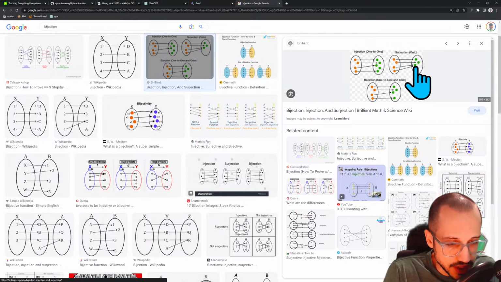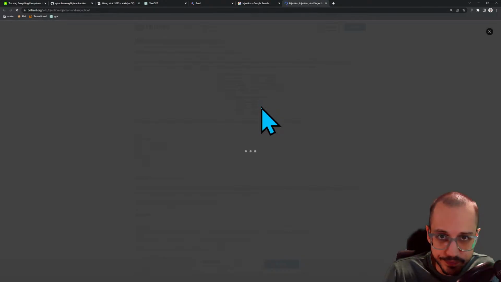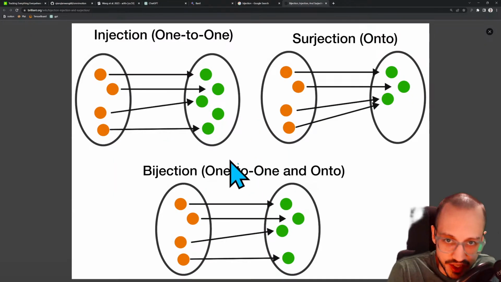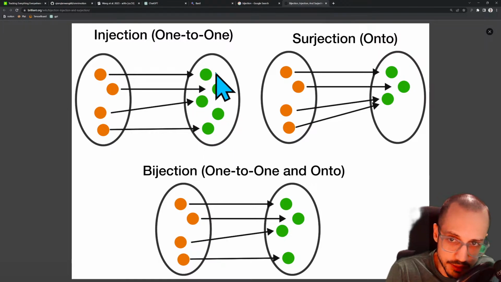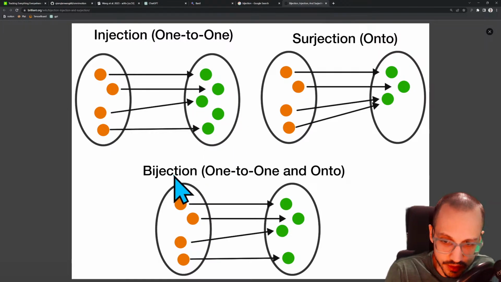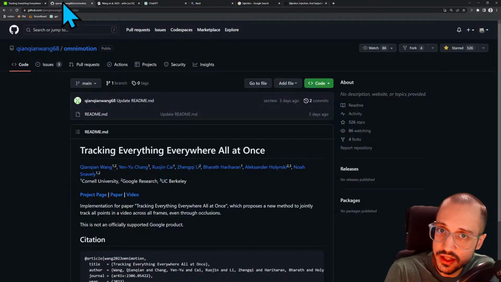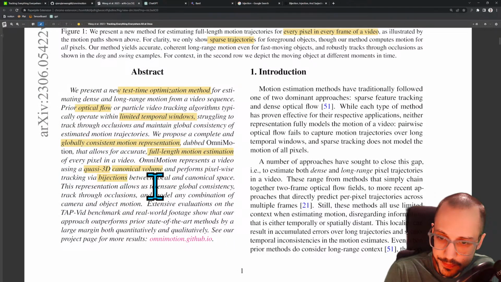Surjection, it doesn't necessarily need to be 1-to-1, and then bijection is 1-to-1. So I think in the context of this paper, it's going to be frame 1 and then frame 2, so it's going to be like frame by frame. But this is just a mapping. So in the highest level mathematical definition of these terms, these are just two spaces, but in this paper, it's going to be 2 frames of a video, or maybe local and canonical space. So local could be the pixel space, and then canonical could be this 3D volume, this quasi-3D volume that they're talking about.